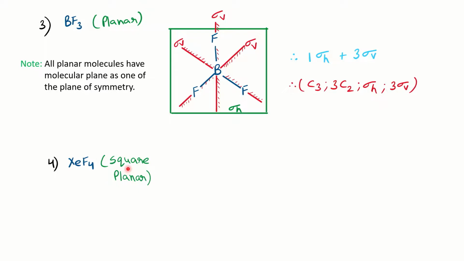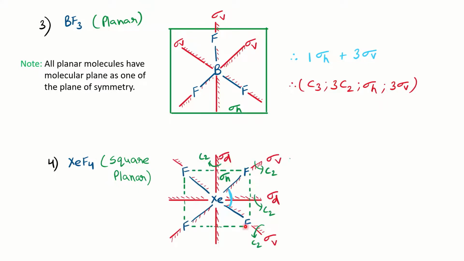XeF4 is square planar, so this should again have a horizontal plane. Along with that you have 2 sigma V, and you can notice here we have 2 sigma D, the dihedral planes of symmetry. So all 3 are there.